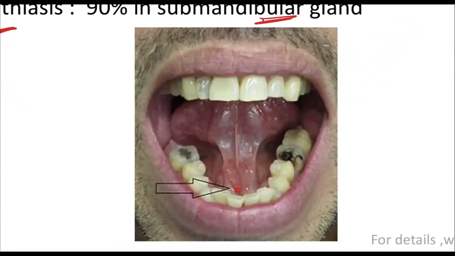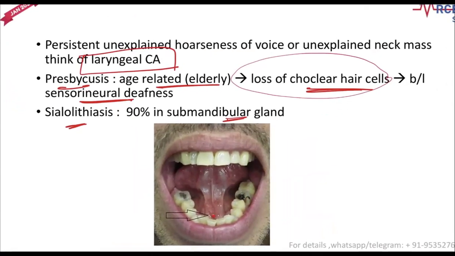What is the classical presentation? He says that whenever I have food, I have severe pain, because whenever you have food, it salivates. Whenever he salivates, the secretions are not coming out, so he will have severe pain, especially with sour things like lemon juice. If he drinks it, a lot of saliva is trying to be secreted, but it will not come out, causing more and more pain. Sometimes giving lemon juice, the increased secretions might dislodge the stone, and that might be a treatment. Otherwise, we will just refer them to the ENT surgeons.